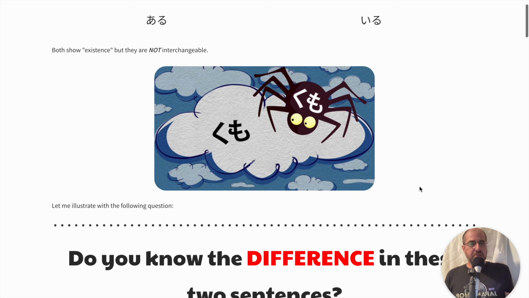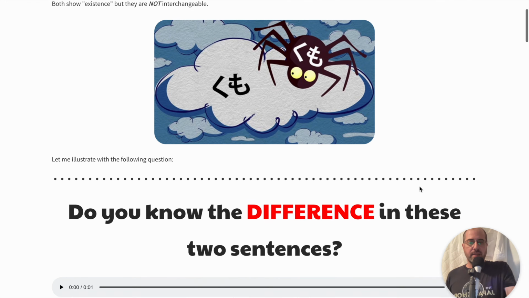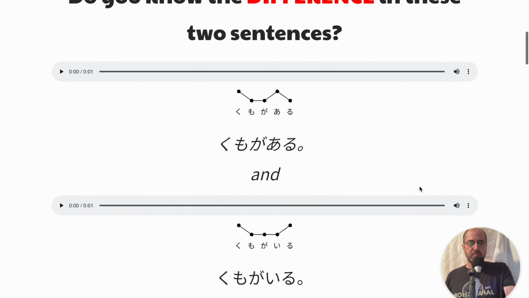But how can you tell the difference? Well, if you know the difference between these two sentences, kumo ga aru and kumo ga iru. Let's listen to Yumi say this instead of me.